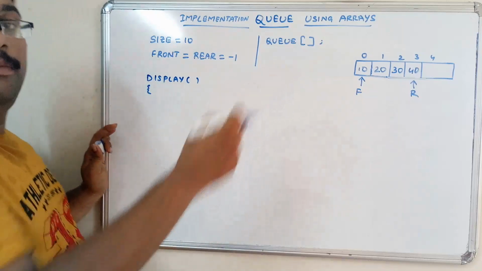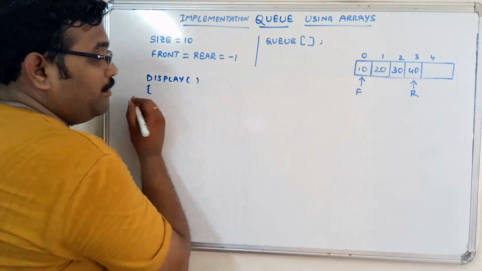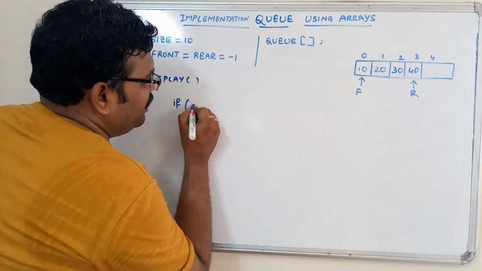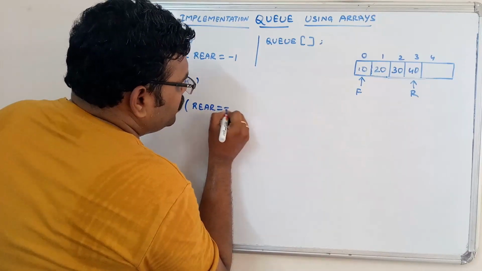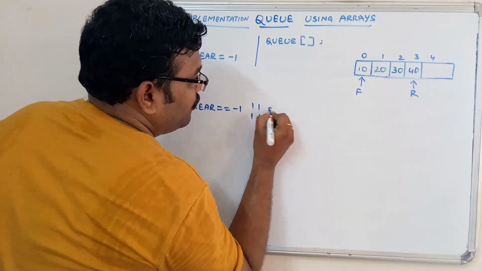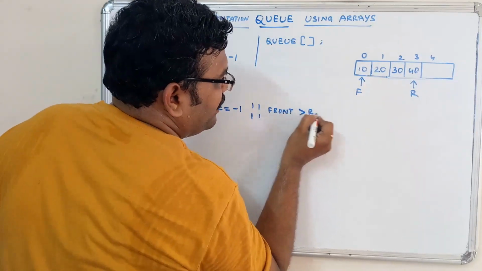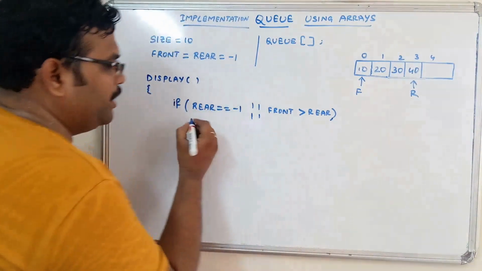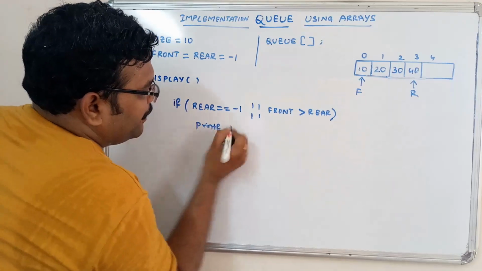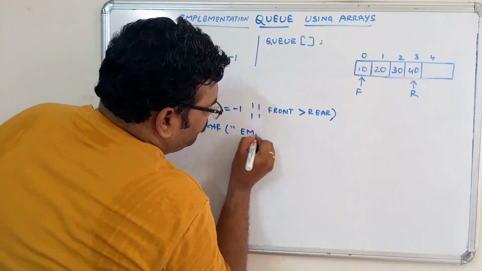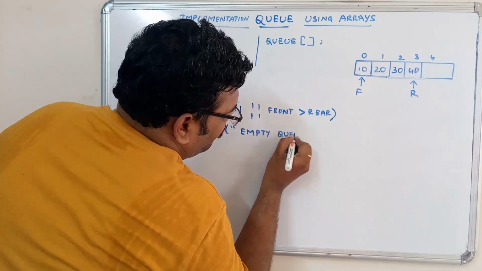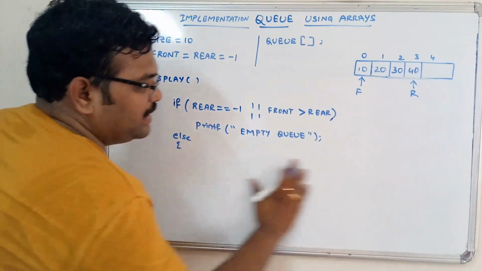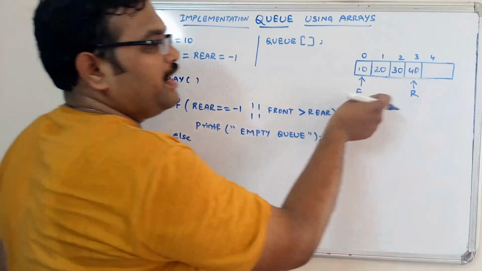So we need to display all the elements of a queue. First, let us check whether it is an empty queue or not. So for that we need to check if rear is equal to -1 or front greater than rear. So this is also a condition. If any one of these conditions is true, automatically we can say it is an empty queue. Right? Else, if it is false, then we need to print all the elements from front to rear.